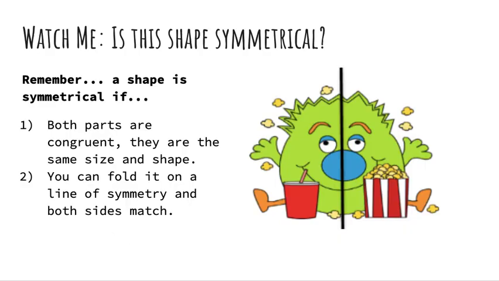Next up, I'm going to look at a shape and decide if it's symmetrical. Remember, it's only symmetrical if both parts are congruent, so they're the same size and the same shape, and you can fold it on the line of symmetry and both sides match. So I'm looking at this picture of a monster, and first off, I want to see, are both parts congruent? Are they the same? No, they're not.